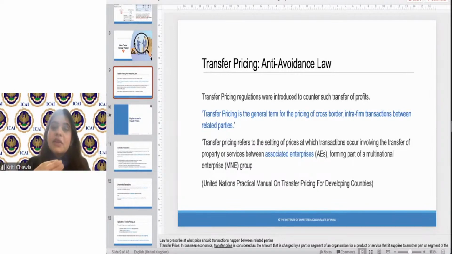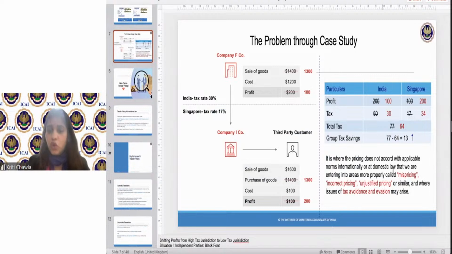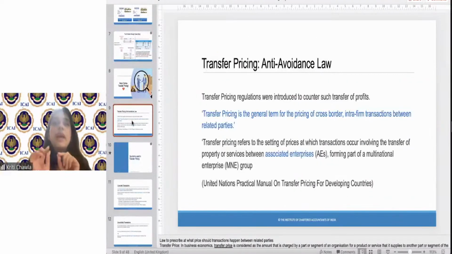Transfer pricing is more like an anti-tax avoidance law. This is a law, or a regulation, which has been devised to make sure that there are no tax avoidance strategies that are prevalent. So there is no tax avoidance. This is the reason they've come up with transfer pricing. So it is an anti-avoidance law so as to make sure that these kinds of situations do not arise and everyone pays their fair share of taxes. This is the reason they came up with the transfer pricing law.